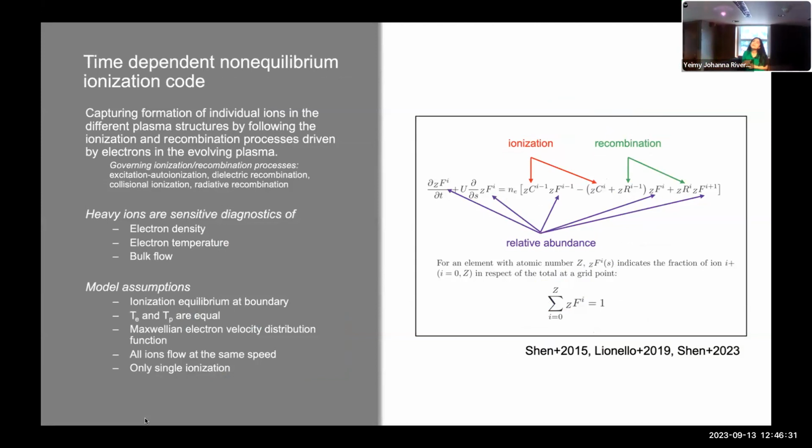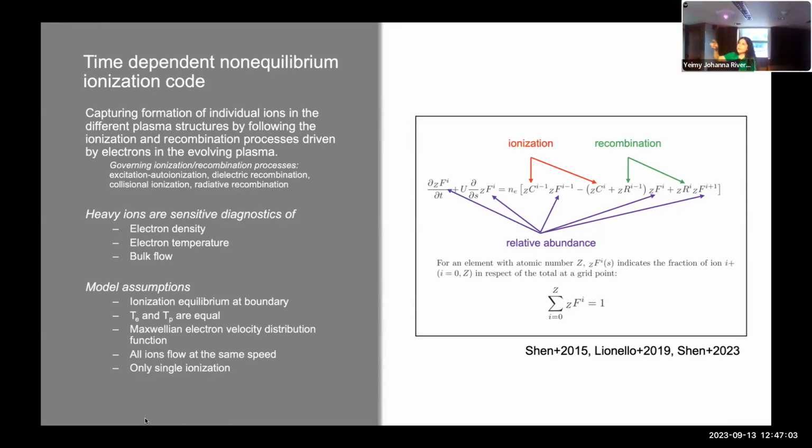So for our purposes, what we're really interested in is taking those coronal solutions in the coronal domain and coupling them to a time-dependent ionization code, a non-equilibrium ionization code, in order to follow the formation of individual ions evolving within the CME structure and expanding in time and space, in connection to the observations that we see at L1.